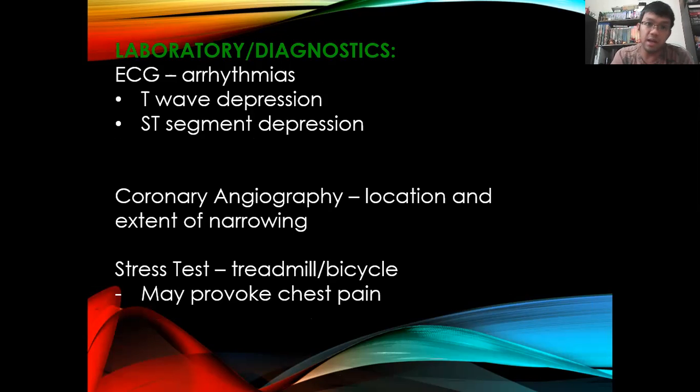Laboratory diagnostics. In ECGs, arrhythmias will be detected. And if you recall our lesson regarding the ECG, the PQRST, there's a T wave depression or ST segment depression. And during coronary angiography, take note again of our nursing responsibility here. Before the patient will be having this diagnostic procedure, they need to be assessed for allergies to seafood, because a radiopaque dye, which is iodine, will be injected into the patient to visualize the coronary arteries. So this will determine the location and the extent of narrowing. Stress test will also be done, on a treadmill or over a stationary bicycle, and the stress test may provoke a chest pain.